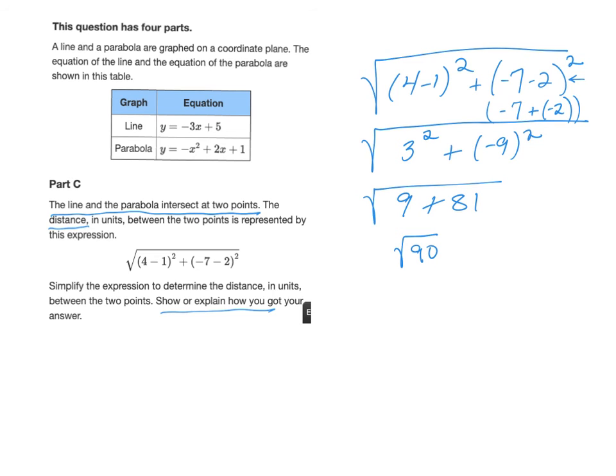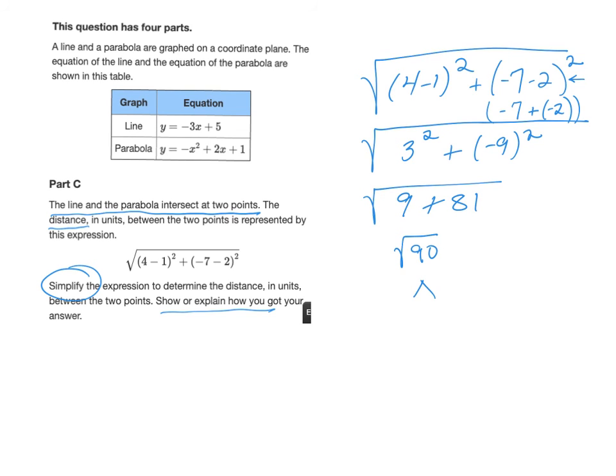Now, for CP students, I would leave your answer just like this. You might get partial credit, because unfortunately the question says to simplify, and technically this square root of 90 is not simplified yet. If you remember how to simplify square roots by factoring them into perfect squares, then that is definitely something you need to do, because this is not fully simplified.